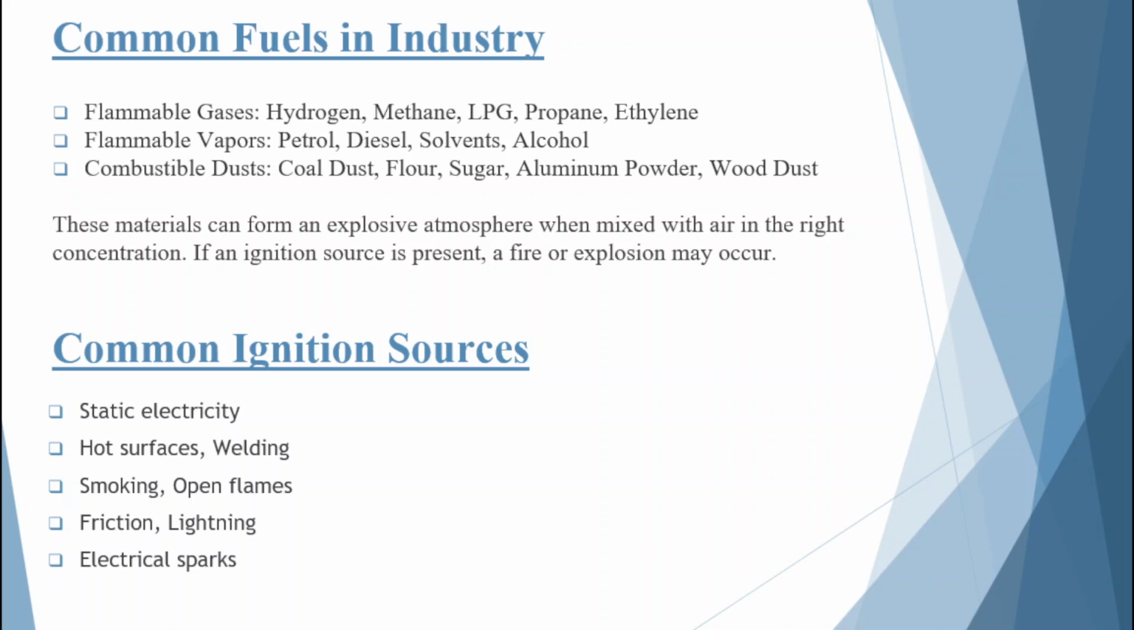Other possible ignition sources include smoking, open flames, friction between moving parts, and even lightning under certain conditions. The key message is simple: if flammable materials are present, every possible ignition source must be identified and controlled. This is the fundamental objective of hazardous area classification and explosion protection. In the next slide, we'll understand why hazardous areas are classified into different zones and how this classification helps improve plant safety.